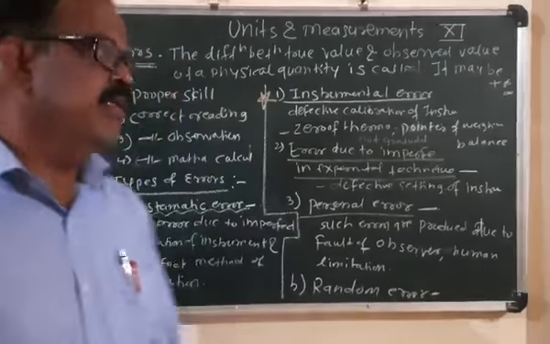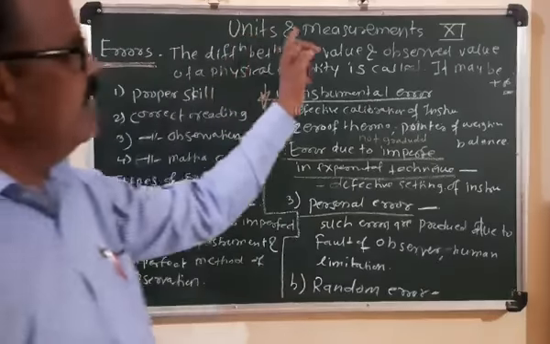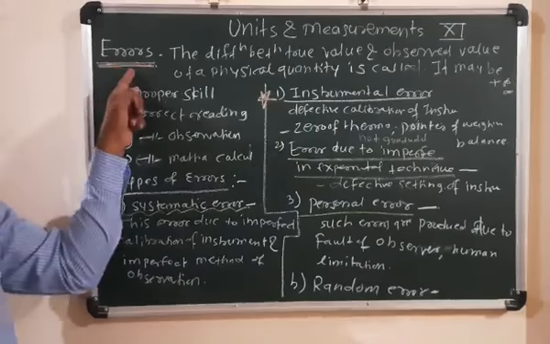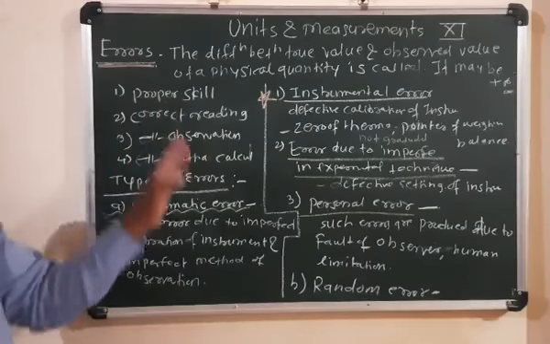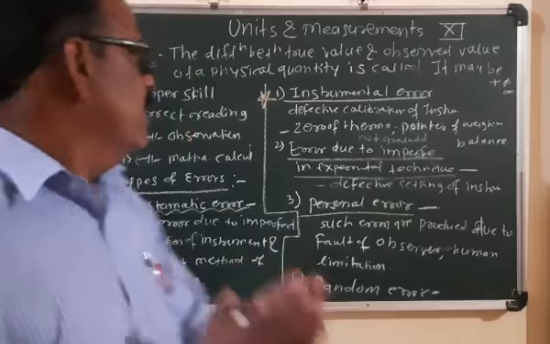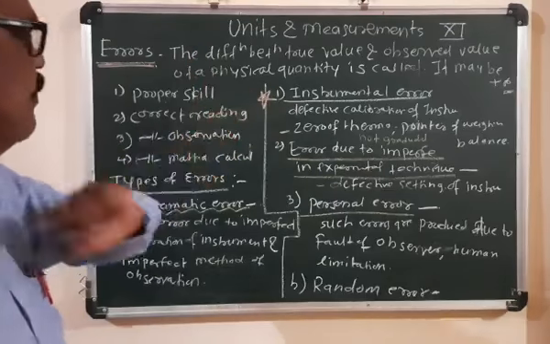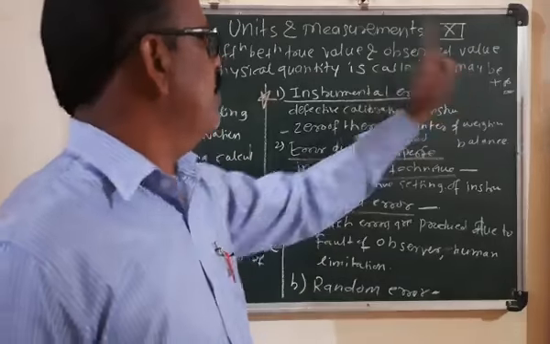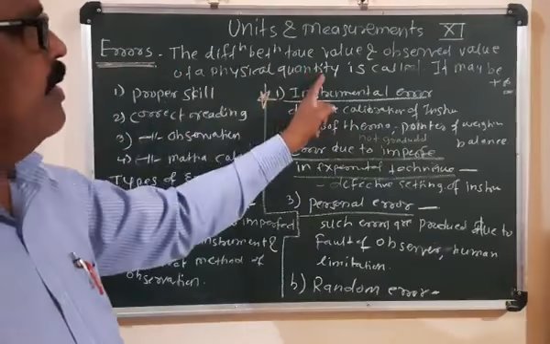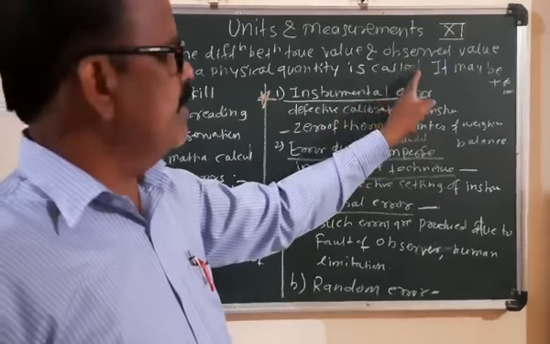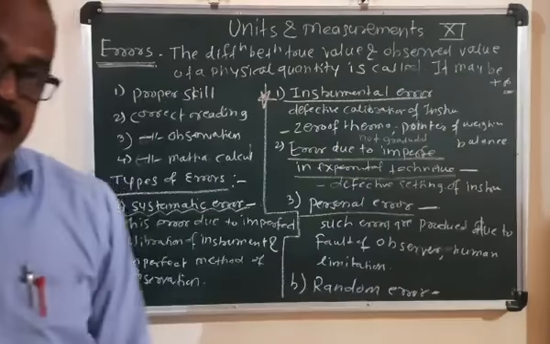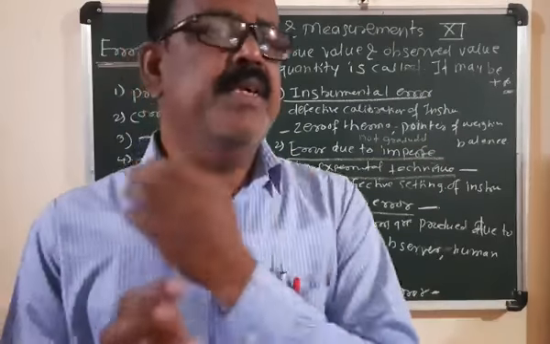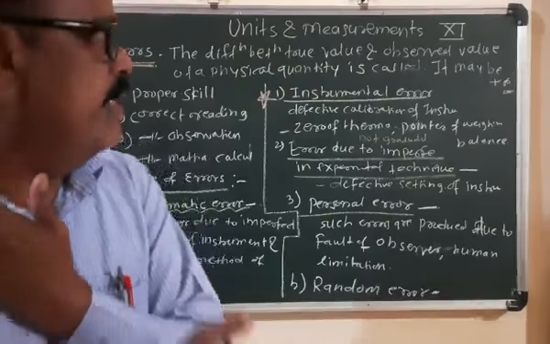Dear students, the next point in units and measurement for 11th standard is errors. What is meant by errors and what are the types of errors? We have to first define error. The difference between the true value and observed value of a physical quantity is called as the error.